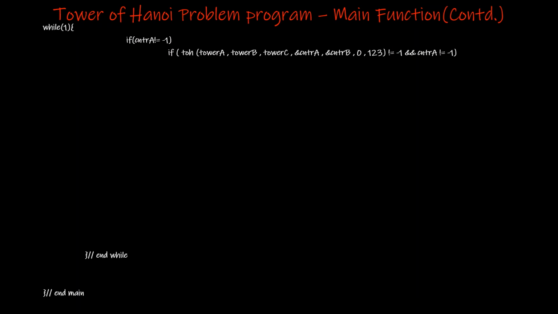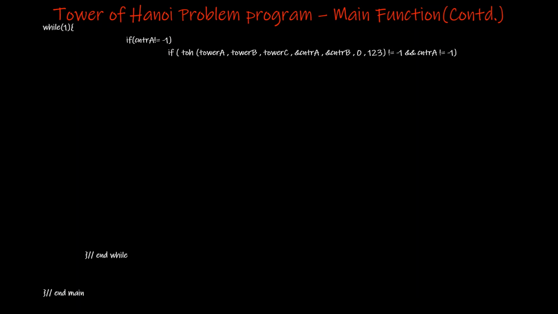Now, what do they represent? Tower A is going to be the source tower, that is the tower from where you are going to transfer the disk. The next argument, tower B, is going to be the destination tower. That is where we are going to position the disk after transfer. Tower C is passed only for printing purposes. It is not involved in the transfer.